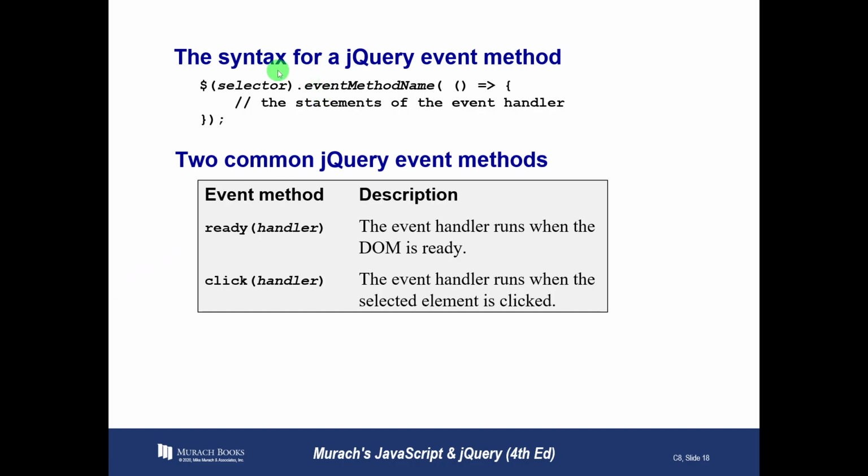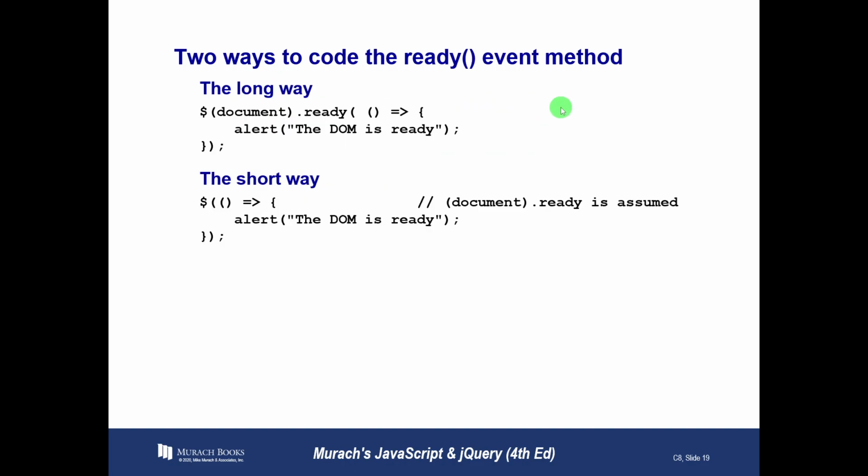Syntax for jQuery event method. So we can use the selector followed by the event method name. So it could be a click. So we could use some element .click or some element .ready. And then here we have an anonymous function, a function with no parameter, excuse me. And then we'd write our statements inside there.